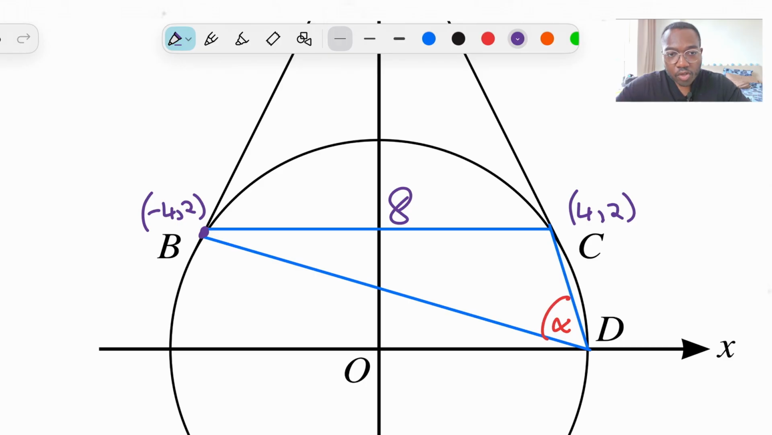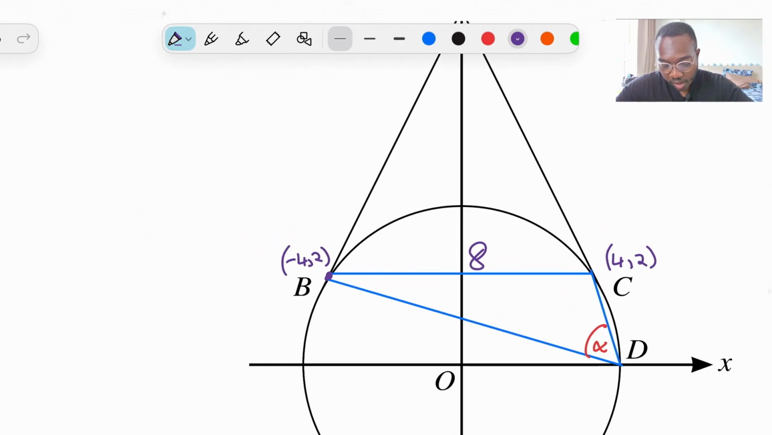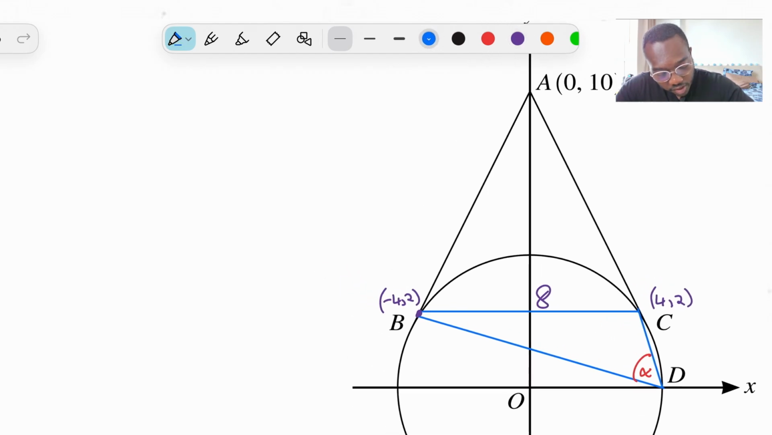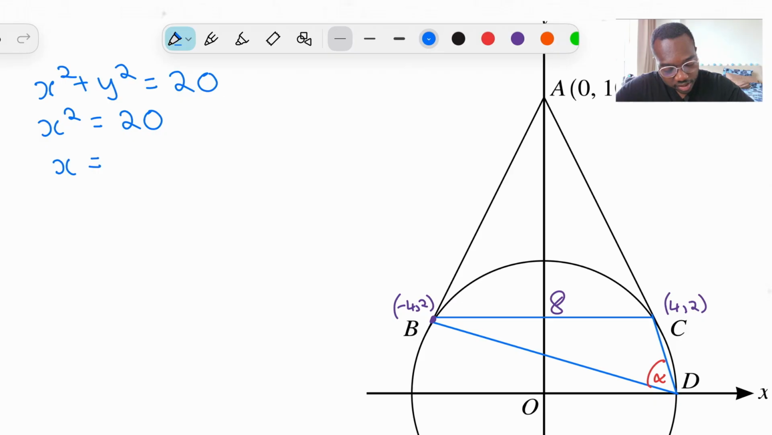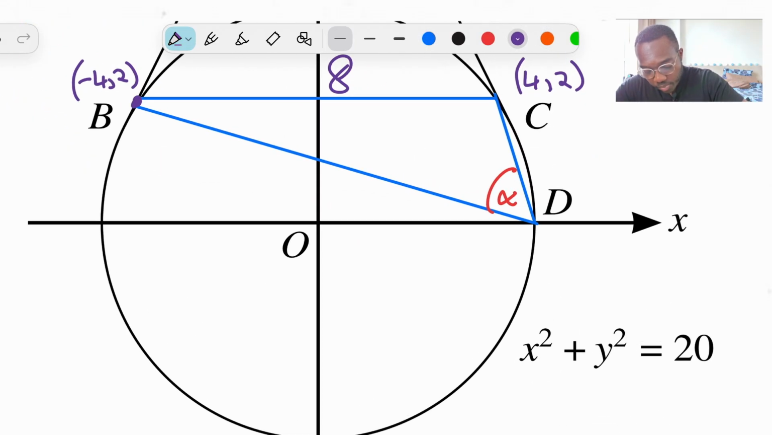Okay. So first things first, let's try and work out the coordinates for D, okay? Now we know D is where the circle crosses the y-axis. So again, if we know that the equation of the circle is x squared plus y squared is equal to 20, well, if D is where the circle crosses the y-axis, then all we do is make y 0. So we get x squared is equal to 20. Therefore, x is just simply equal to root 20. So therefore, we actually know that this point here is going to be root 20, 0. So now we've got all our coordinates.